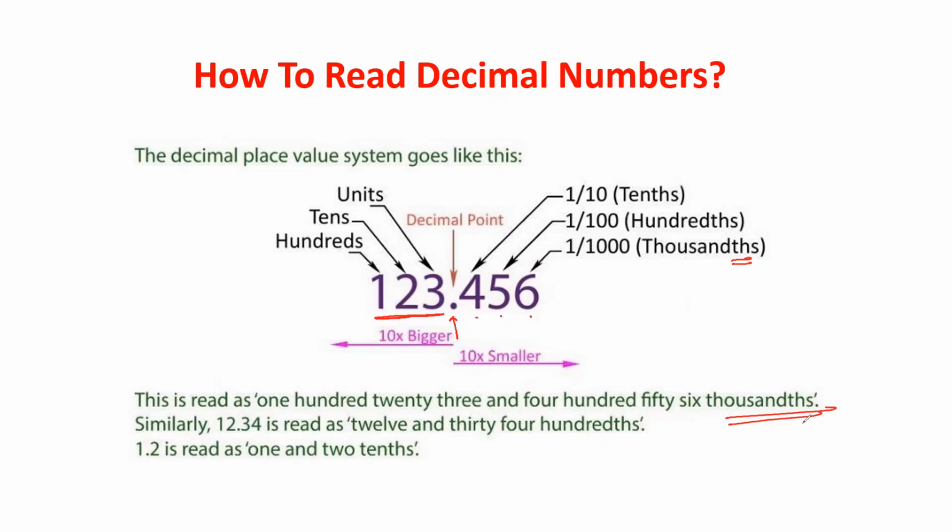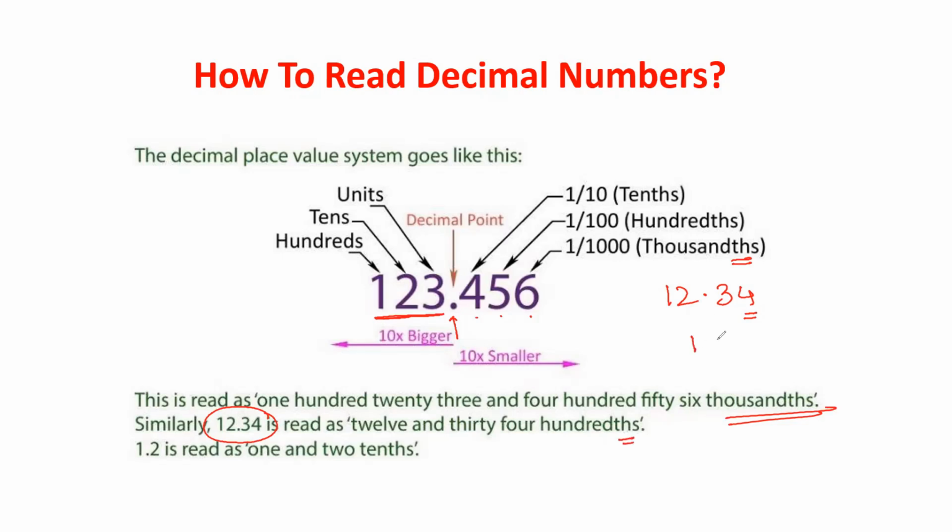So the number becomes 123 and 456 thousandths. Now, again, if we take the number 12.34, now here we say it as 12 and 34 hundredths. 4 is at the hundredths position, so it ends with the hundredths.